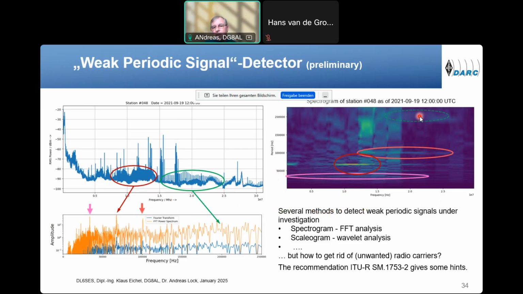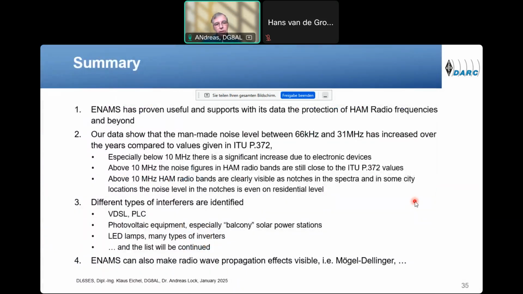Sometimes the intensity in the spectrogram is very low because, if the spacing gets larger, the energy density is very low, so it's difficult to identify in the spectrum. I think it's therefore necessary to apply AI also to get this information out of the spectrograms. With this slide, I come to the summary.